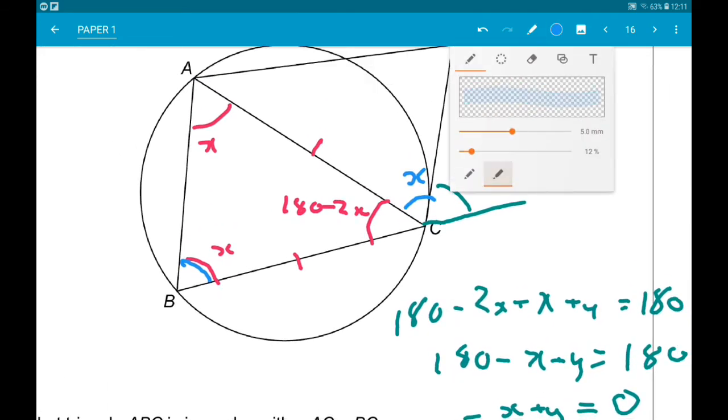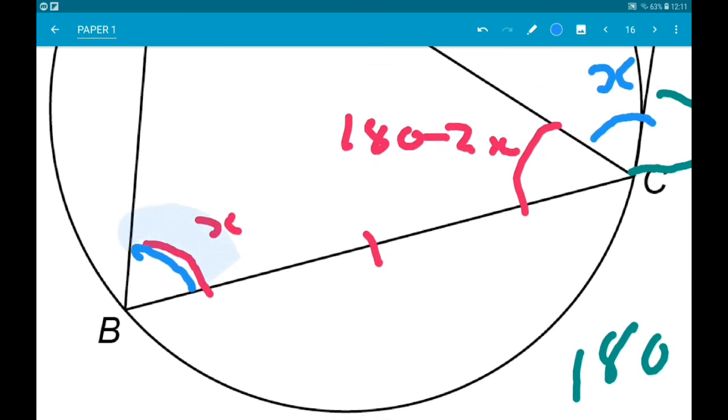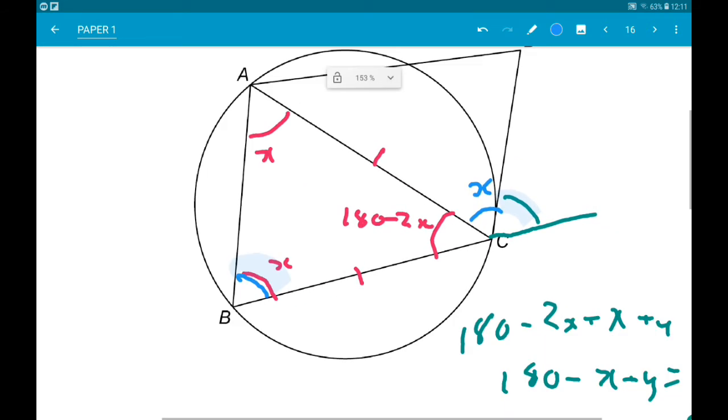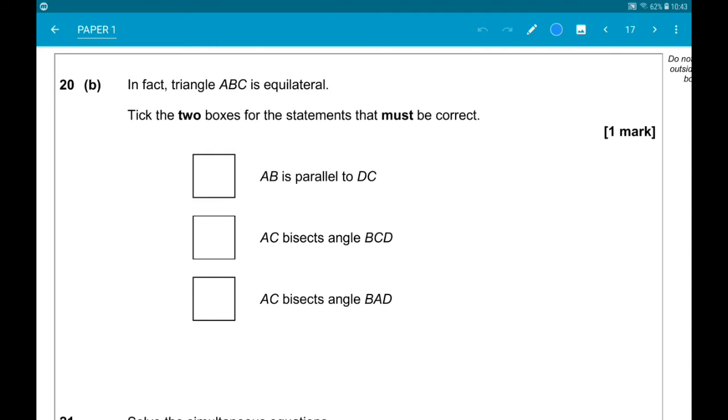So, what does that do for us? Well, that tells us that this angle here and this angle here are the same. Now that means they are corresponding angles, which would only work if the two lines were indeed parallel. So we've proven it. Then for part B, we are told in fact ABC is equilateral. Tick the two statements that must be true. So back to the circle first.